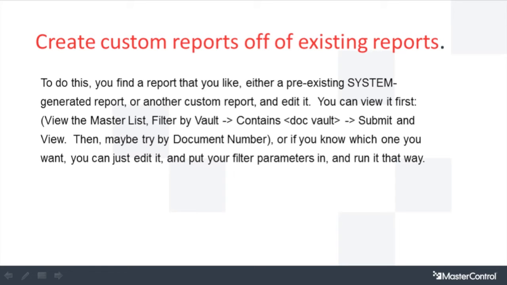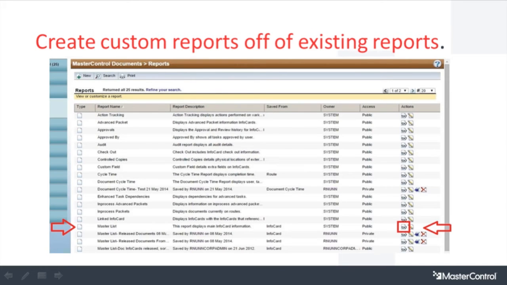So with existing reports, you take a pre-existing system report. Any of the ones that come out of the box with Master Control, you can edit. There are two ways to do it. You can click on the button to view it first, and then filter it from there. Or if you know exactly what you want, exactly the fields that you need, you go straight to the edit button.